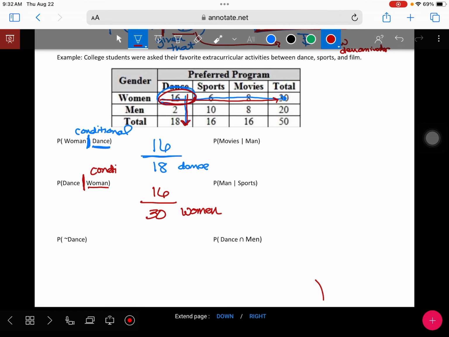But the one above and this one have different denominators because what follows the line, they have to be a part of that group. In the first one, they had to be in the group of dancers. In the second one, they had to be in the group of women.